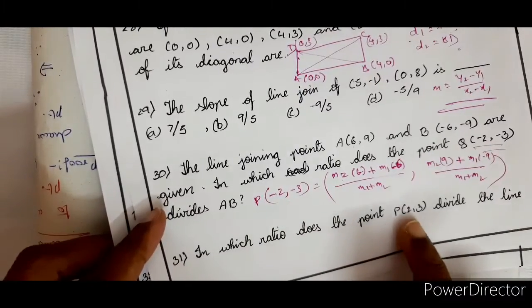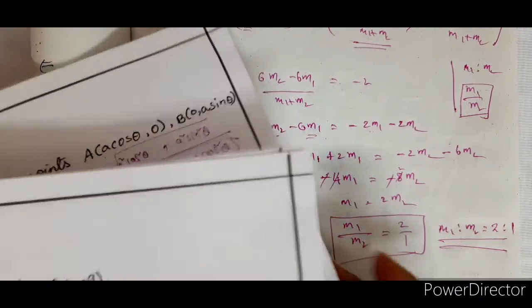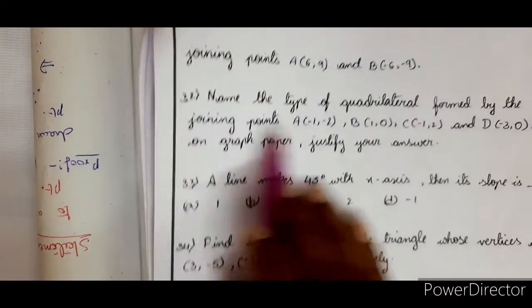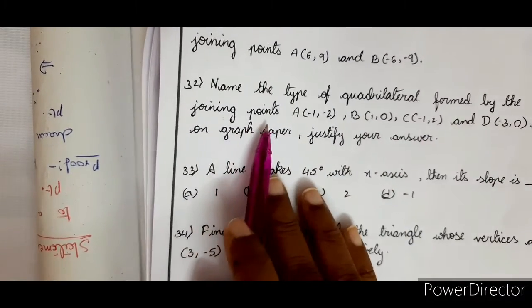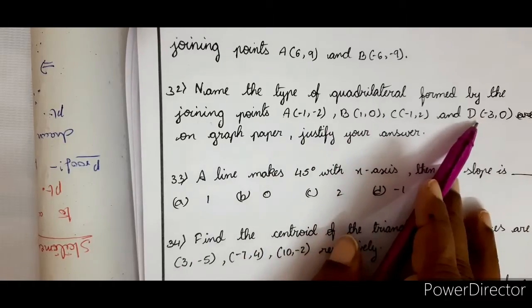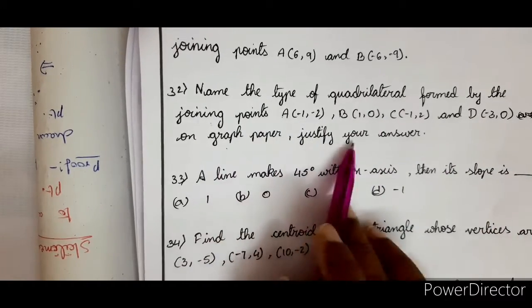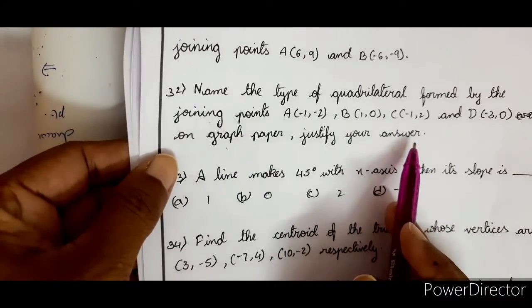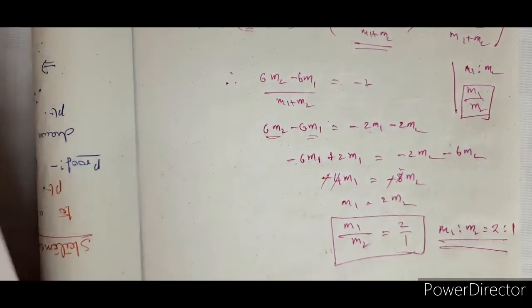So the next problem is also of the same kind: in which ratio does the point 2 comma 3 divide the line joining the points? The same problem is here. You can solve it by yourself. Let's move on to the next one. Name the type of the quadrilateral formed by joining the points A, B, C and D on graph paper. Justify your answer. Okay, let us see with a rough graph.